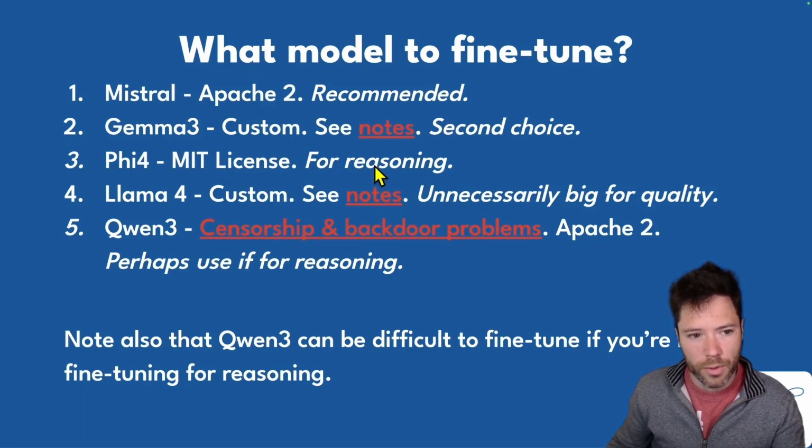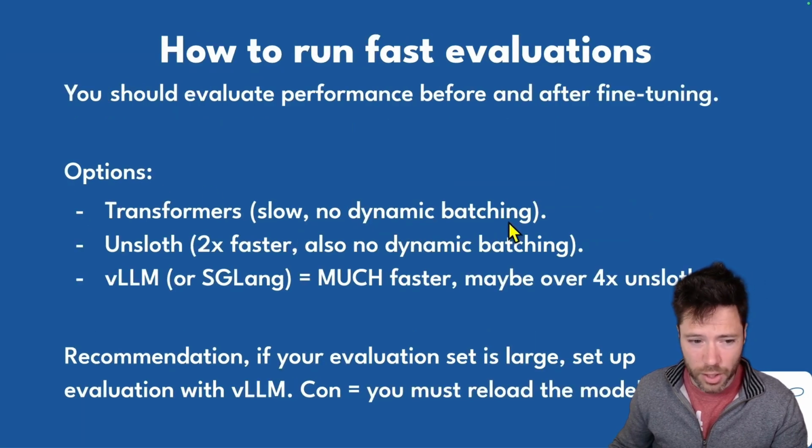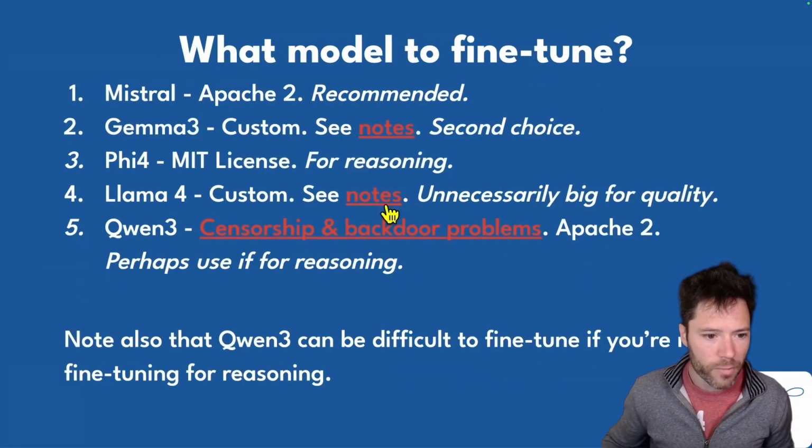It also allows for reasoning. These top 2 models don't. So if you want to fine tune for reasoning, maybe 5.4 is a good option. Llama 4 is a custom license, and it's also very large. The Scout model is 100 billion parameters, and I think it's unnecessarily big for the quality it provides. The quality is probably not much better than Gemma 27B, Gemma 3, or potentially even Mistral. So I recommend probably just using Mistral or Gemma 3 over Llama 4.